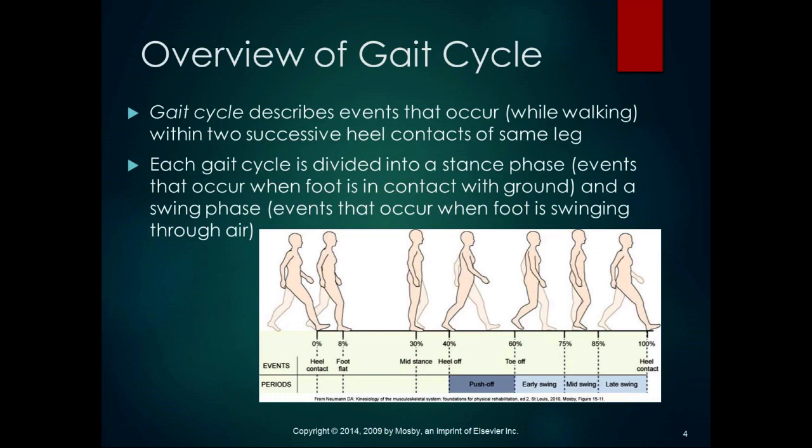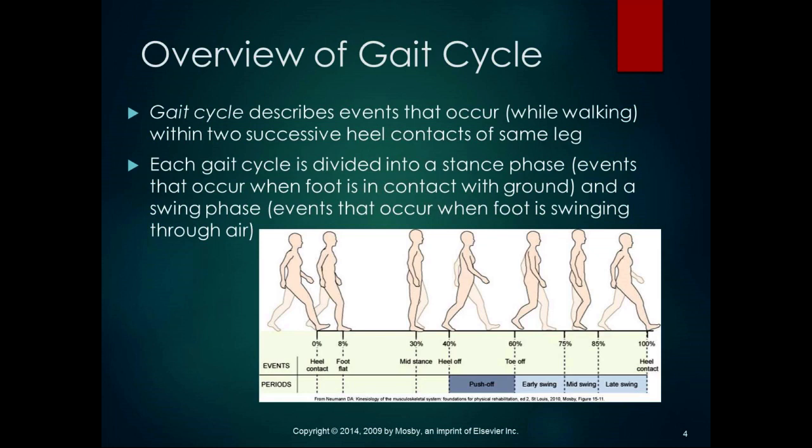So each gait cycle is divided into a stance phase and a swing phase. So the stance phase is when the foot is in contact with the ground, and the swing phase is when the foot is not in contact with the ground. It's swinging through the air. So when the right foot is in its stance phase, the left foot is going through its swing phase, and vice versa.